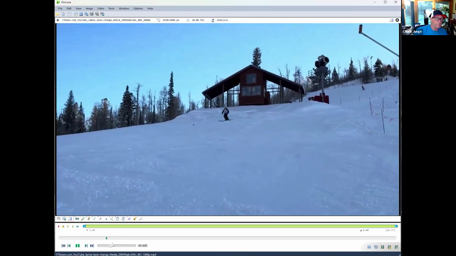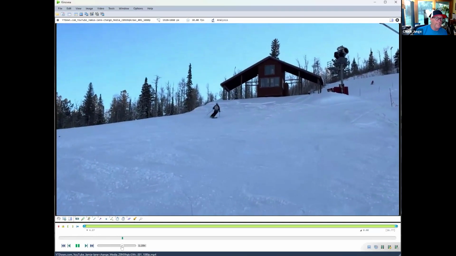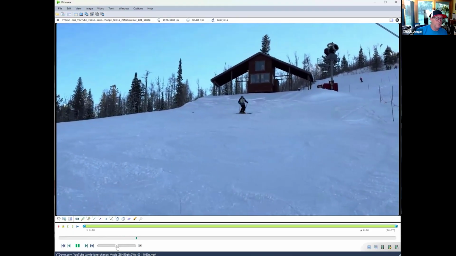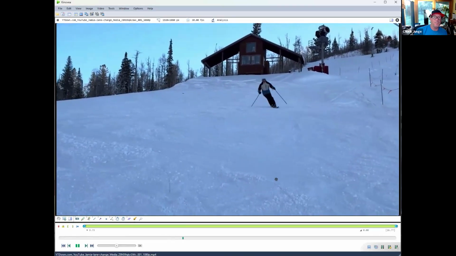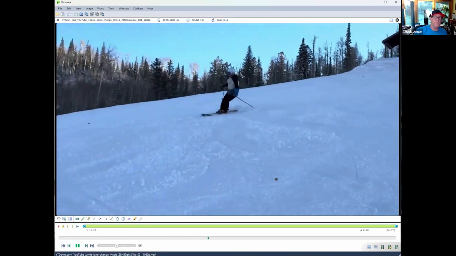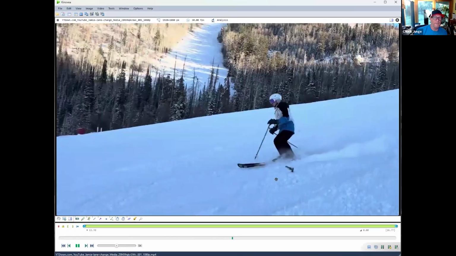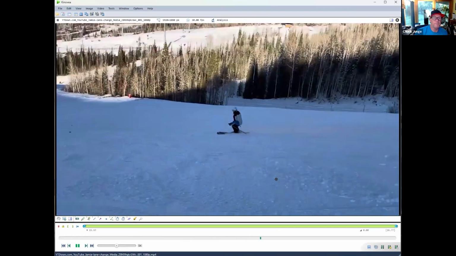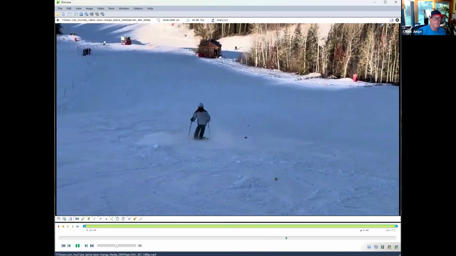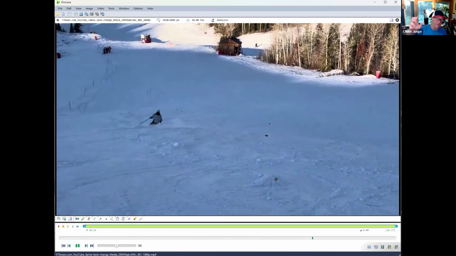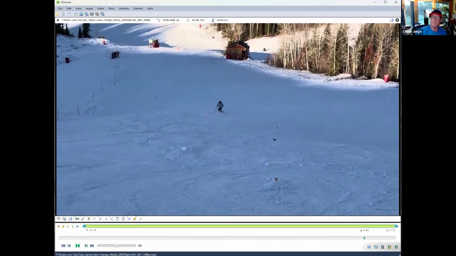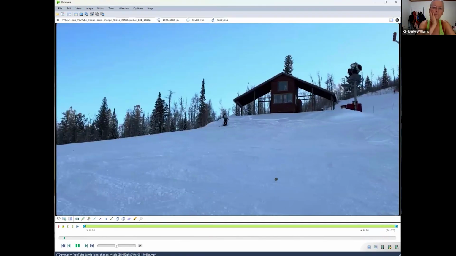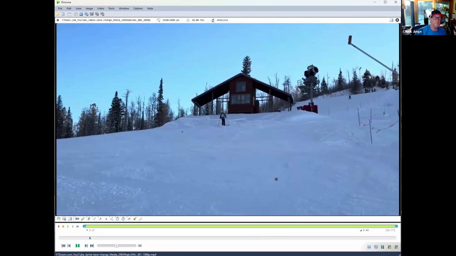Same thing again. We're looking at ski to ski pressure. What are the similarities and the differences between what this skier is doing versus what the first skier was doing? Or actually, let's roll that back. What is this skier doing now in terms of ski to ski pressure? Are we seeing the same things?